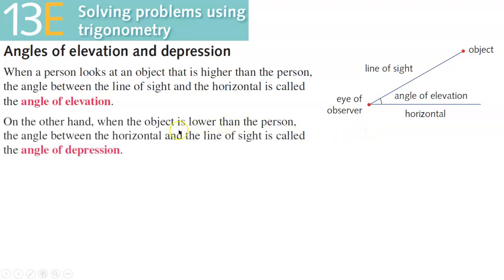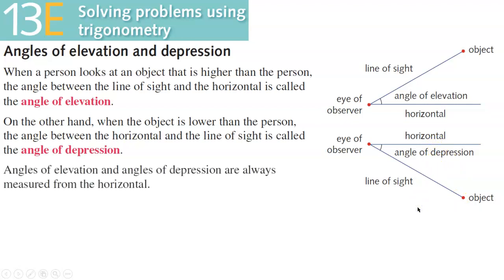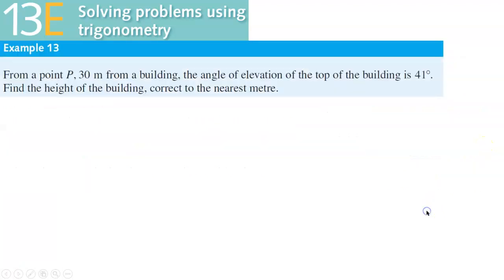When the object is lower than the person, the angle between the horizontal and the line of sight is called the angle of depression. So if you're standing on top of something and you look down, the angle that you tilt your head through is the angle of depression. They are always measured from the horizontal. So have a read of this example.